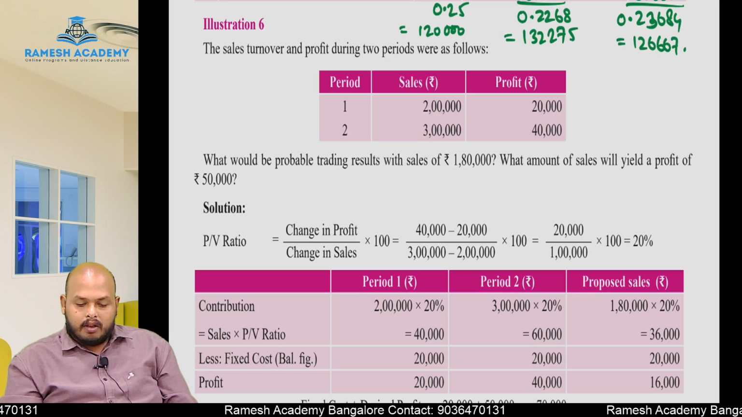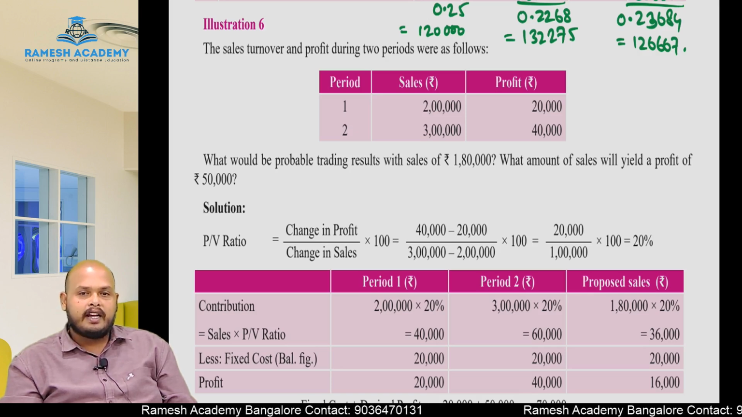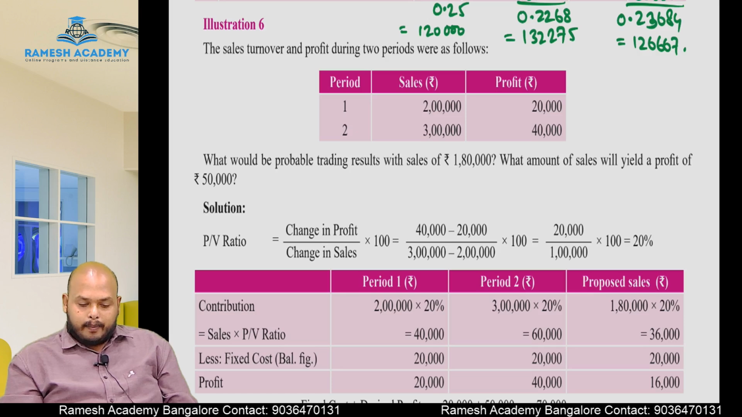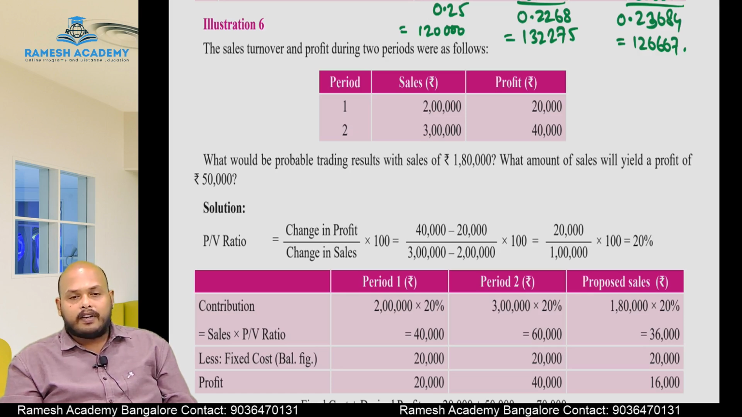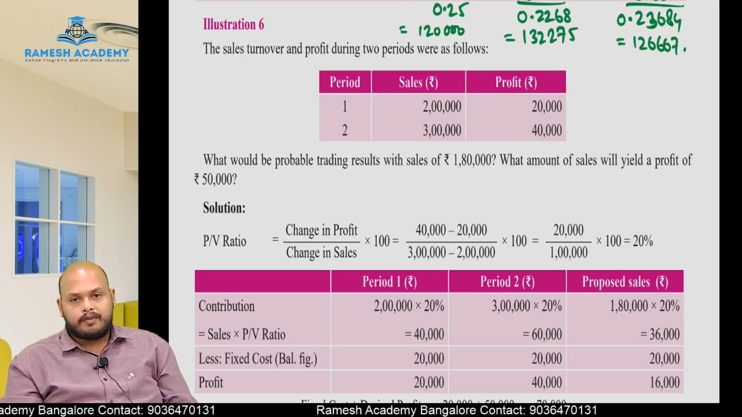What would be the probable trading results with sales of 1,80,000? He is asking what would be the probable trading results with the sales of 1,80,000. That is nothing but desired sales 1,80,000. What amount of sales will yield a profit of 50,000? Desired profit 50,000. Okay, first let us calculate the solution with existing data.